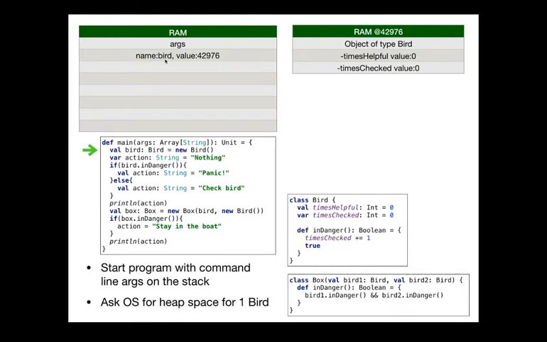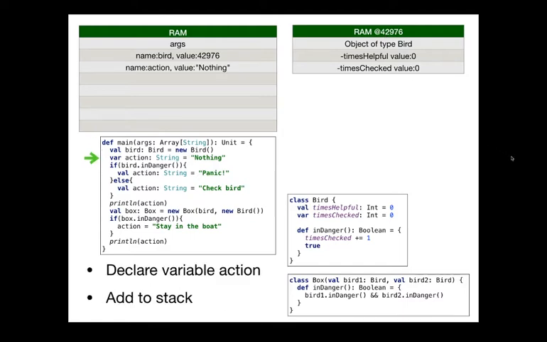So this value goes on the stack, and it stores a reference to this bird that was created, that has those two variables from the bird class. Next line, we create a variable named action of type string and assign it the value nothing.